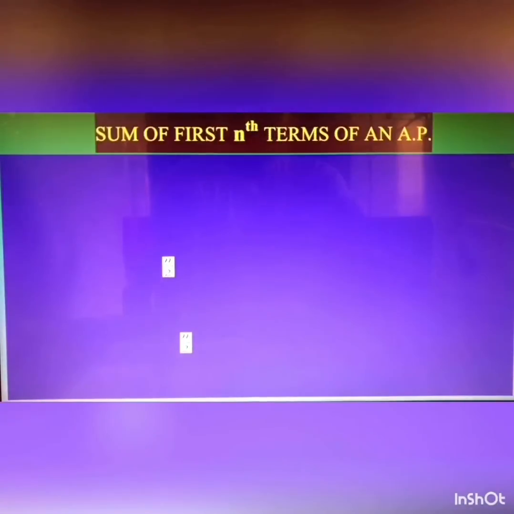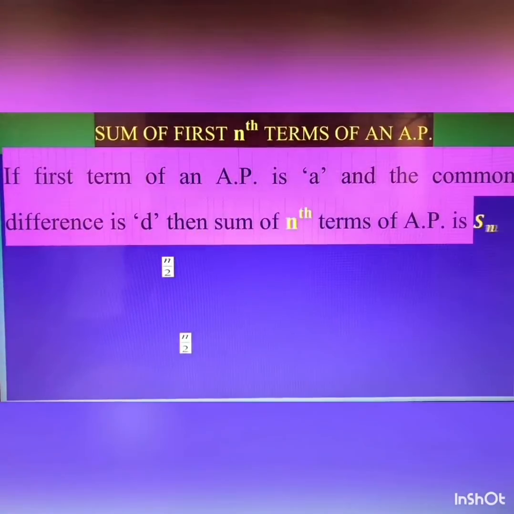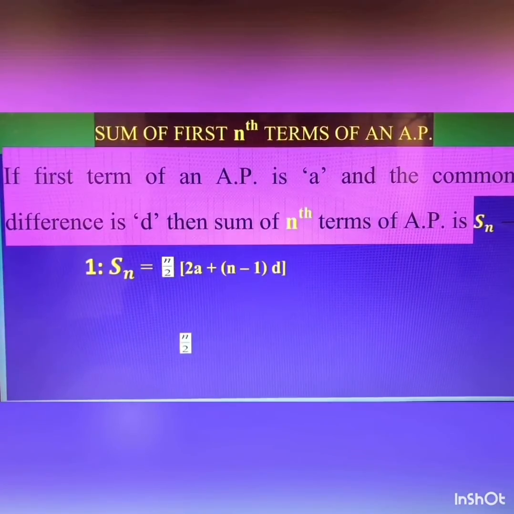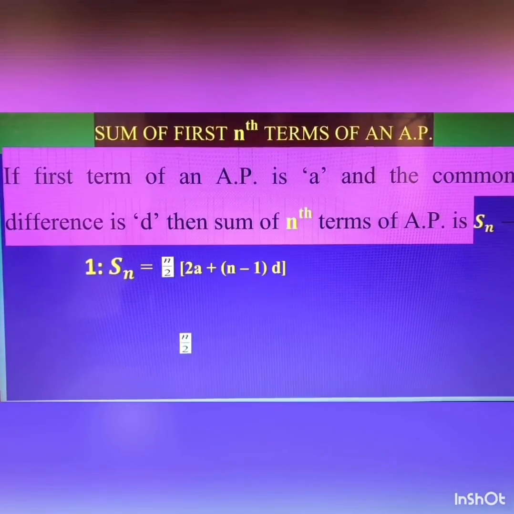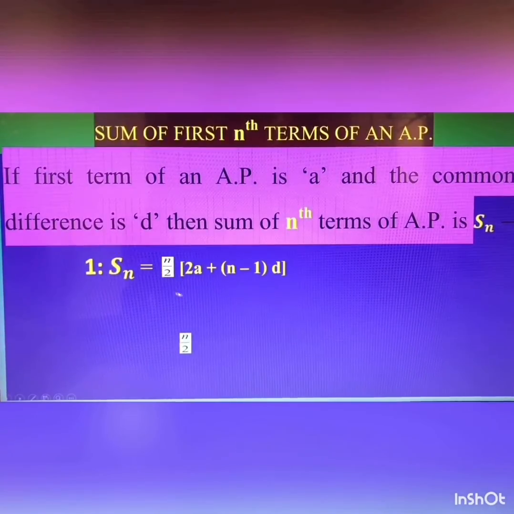Now the sum of n terms of an AP. If n terms are given, then what is the sum of an arithmetic progression? If the first term of an AP is A and the common difference is D, then the sum of n terms of the AP is given by Sn equal to n by 2 multiplied by (2a plus (n minus 1) into D).